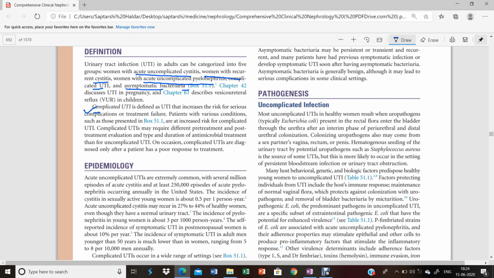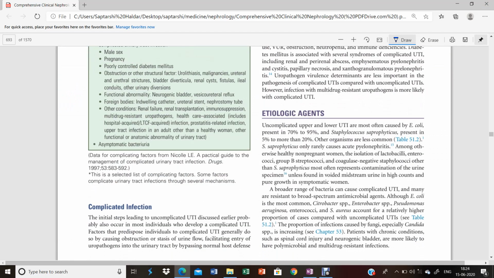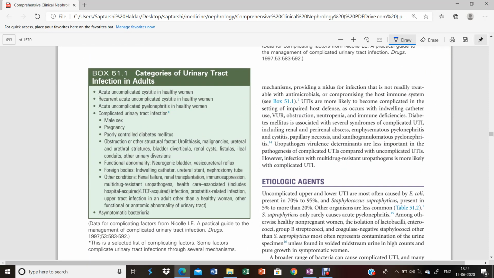Then what is complicated UTI? Complicated UTI is defined as a risk of serious complication and treatment failure, that is, whether a patient has a serious complication. Then we will classify this type of complicated UTI. Let's see the table. We discuss acute uncomplicated, recurrent, acute uncomplicated pyelonephritis and complicated, and lastly asymptomatic bacteriuria.